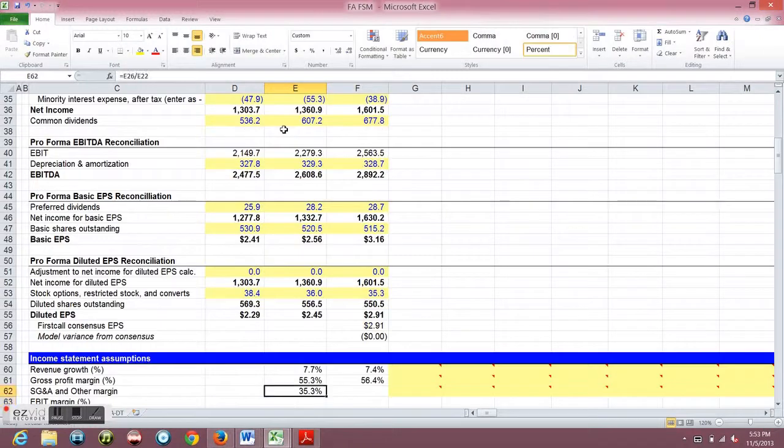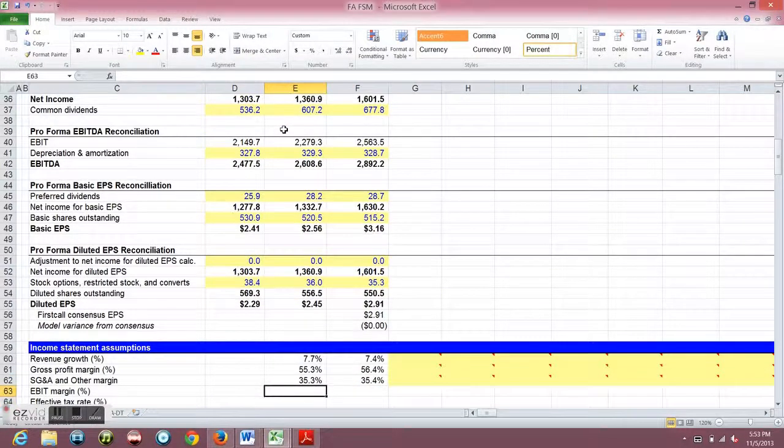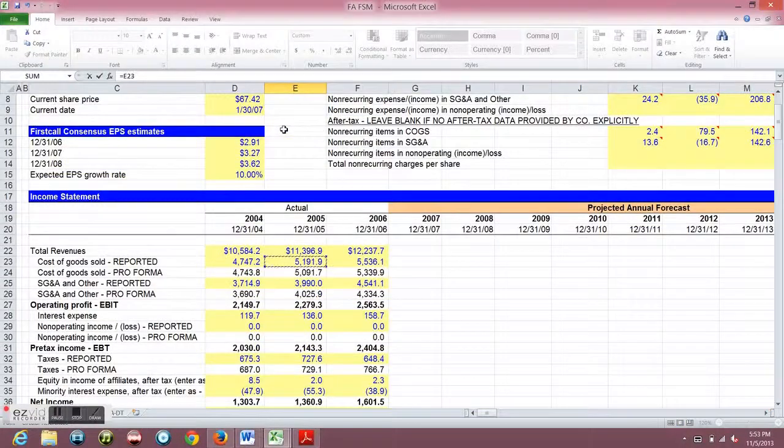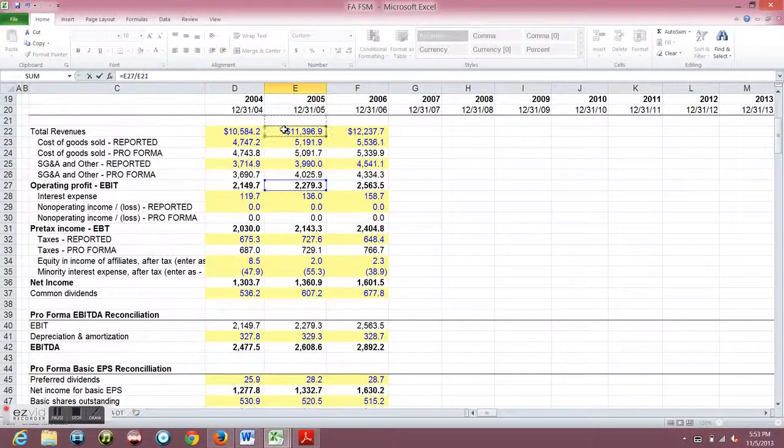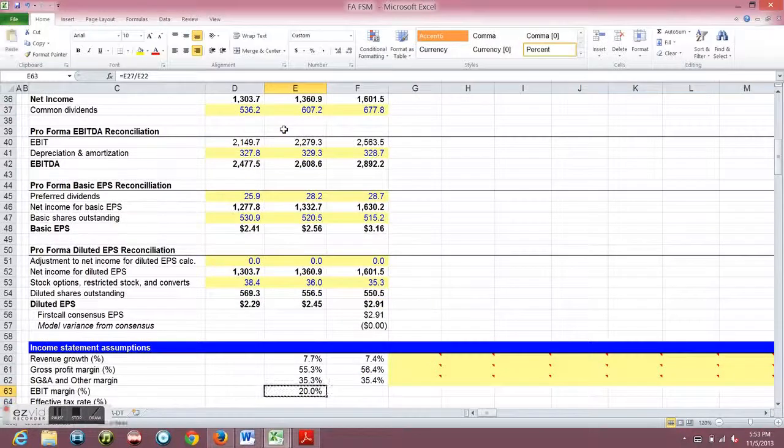And that is your SG&A margin. Copy it down. EBIT margin, well, you just take your EBIT, and you divide that by total revenues. And then you copy that down.